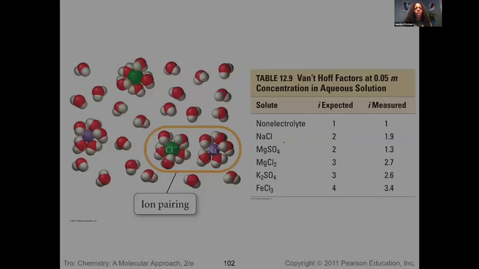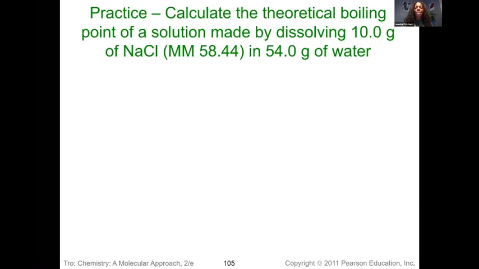And we're going to do an example here. So the last problem that we're going to cover says, calculate the theoretical boiling point of a solution made by dissolving 10 grams of sodium chloride in 54 grams of water. So again, we're calculating the change in temperature. We now have to take into account that Van't Hoff factor in order to solve this. Because it's sodium chloride, we would expect that the i value would be 2. There are 2 ions present. For the molality, we're going to have to calculate that.